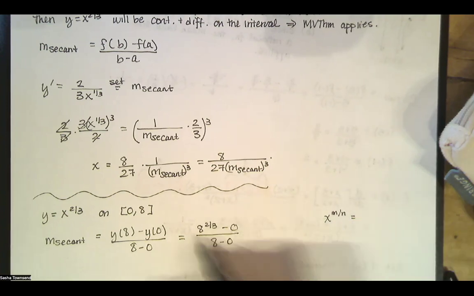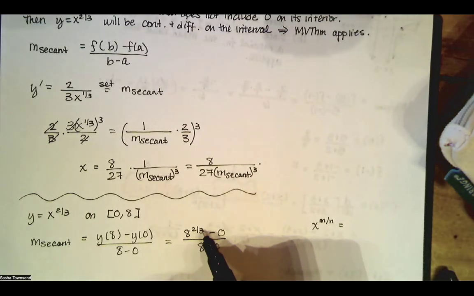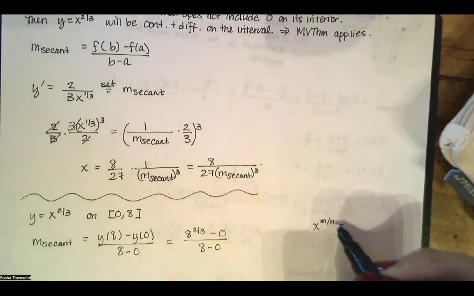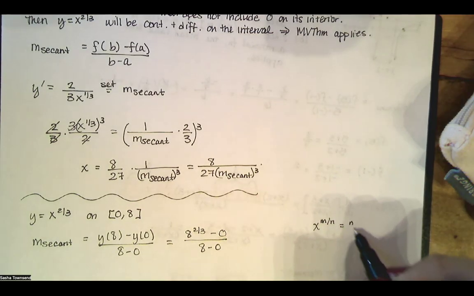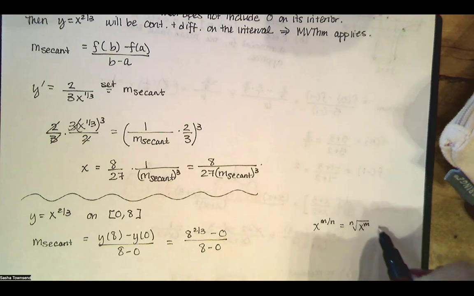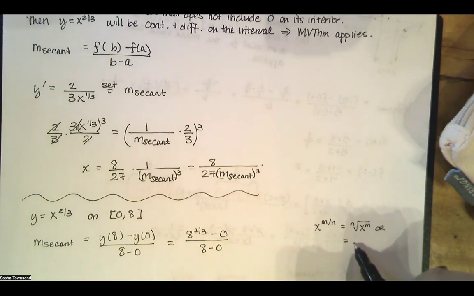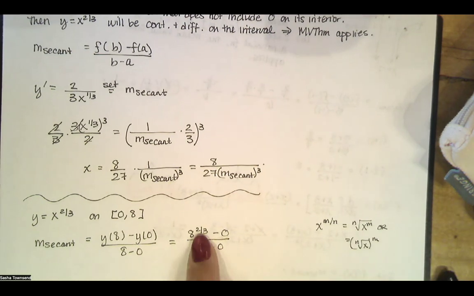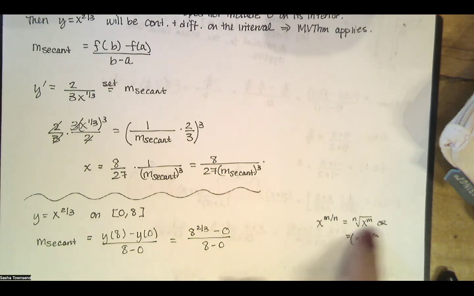And remember, the 2/3 power is just the cube root of that expression squared, or the cube root of this expression and then squared. So x to the m over n in general is the nth root of x to the m, or you can think of it as the nth root of x raised to the m. Either one is fine. But when we evaluate this, we want to make the numbers smaller. So I'm actually going to use this one this time.